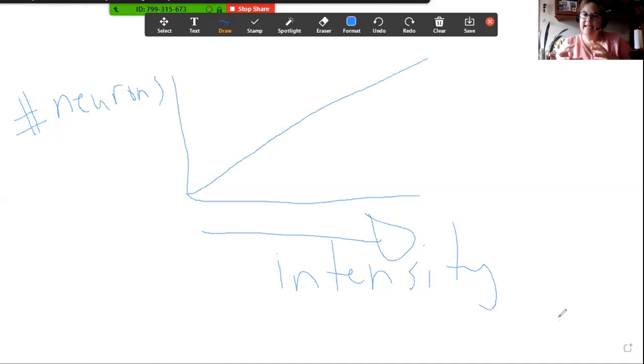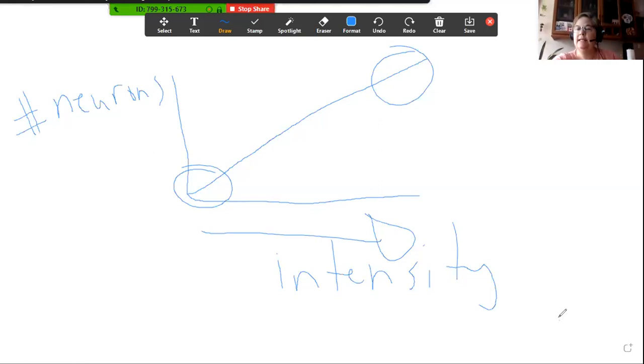If it's less intense, then it's only going to affect the neurons that have a really low threshold. But if it's super intense, it's going to affect the neurons with a low threshold, medium threshold, and high threshold. So more neurons will be stimulated, okay? So that's one way that we can detect intensity, right?